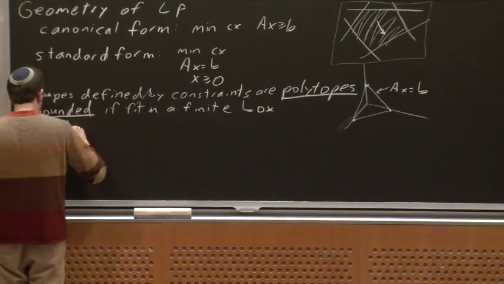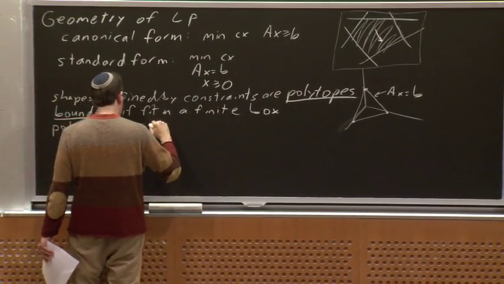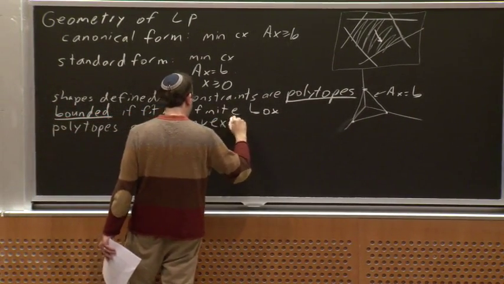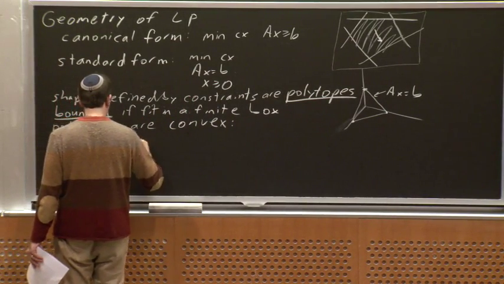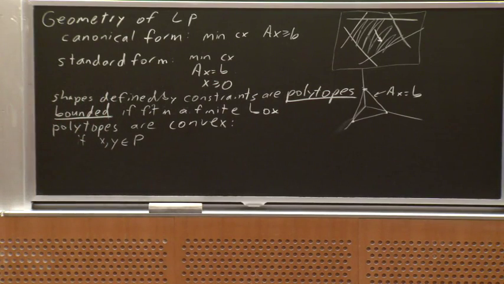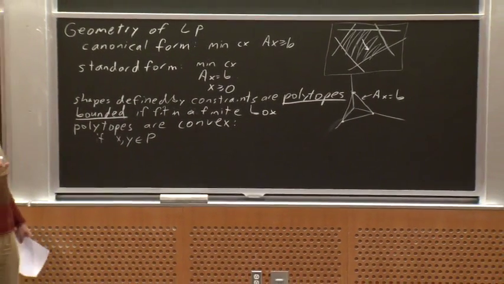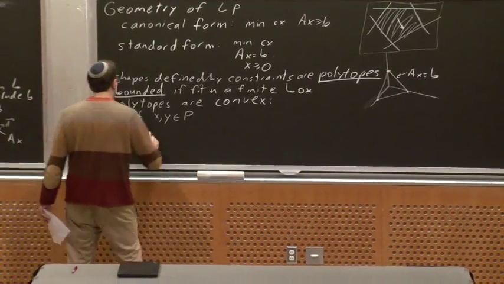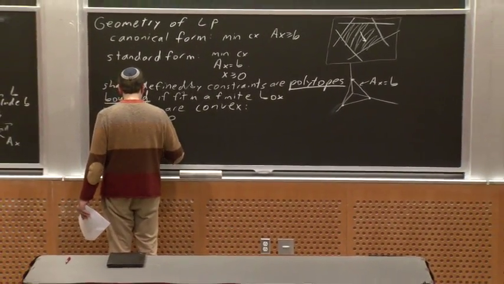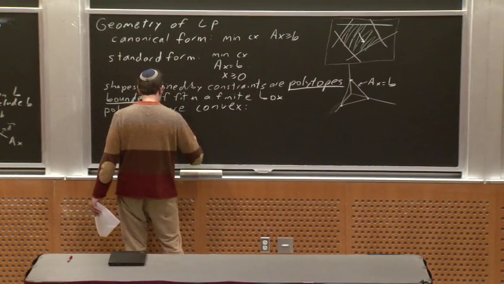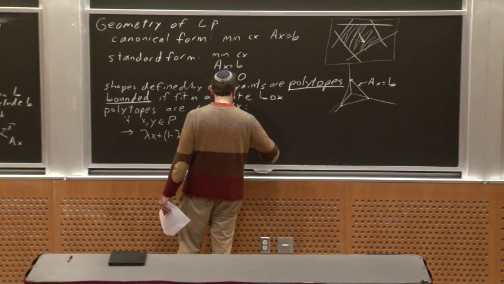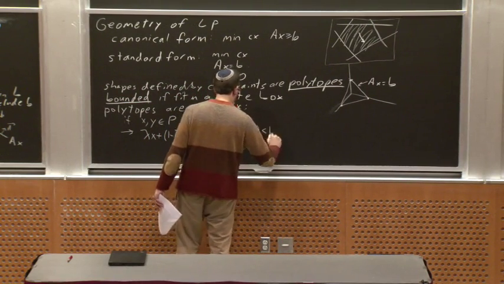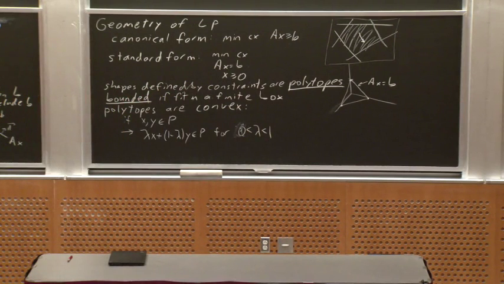Another thing to notice is that polytopes are what are called convex sets. Namely, if x and y are both inside of the polytope, then the line from x to y stays inside of the polytope. So lambda x plus 1 minus lambda y is in the polytope for lambda between 0 and 1. As I move along the line from x to y, I stay inside the polytope.